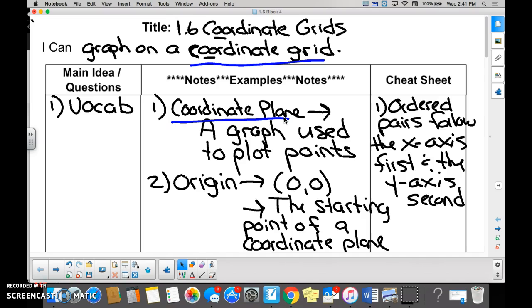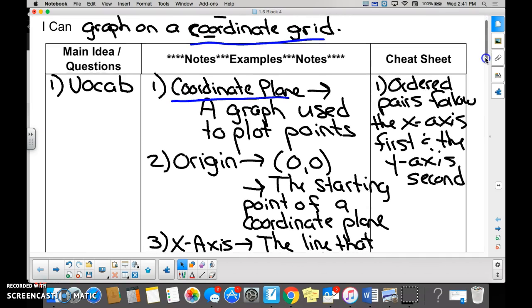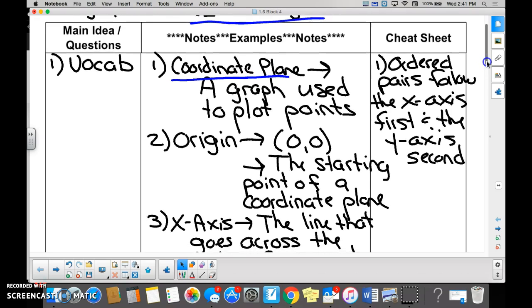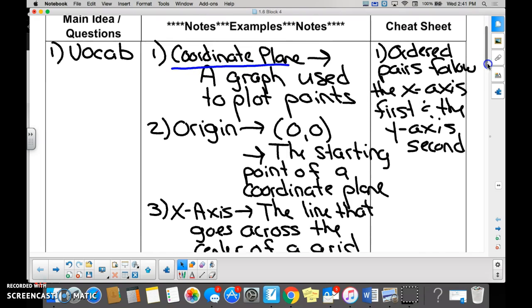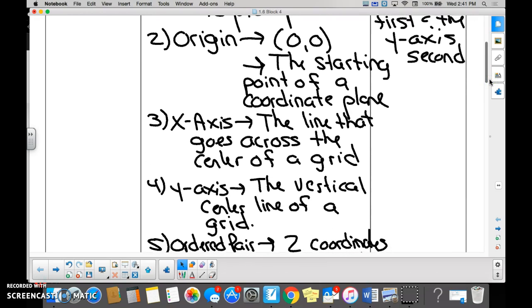Okay, so a coordinate grid is what we use to graph or to plot points. What is the center of a coordinate grid, everybody? Origin. What's the ordered pair of the origin? Ayub? 0, 0. Very nicely done.